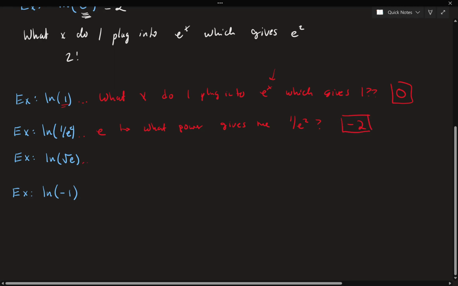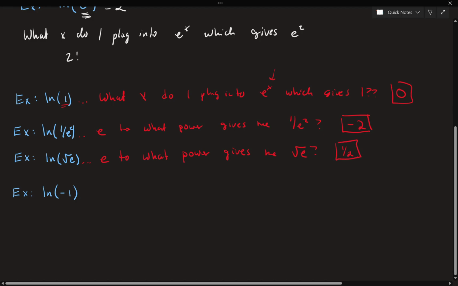How about square root of e? I'll write out the question. E to what power gives me square root of e? Answer, 1/2 power. E to the 1/2 power is the square root of e.